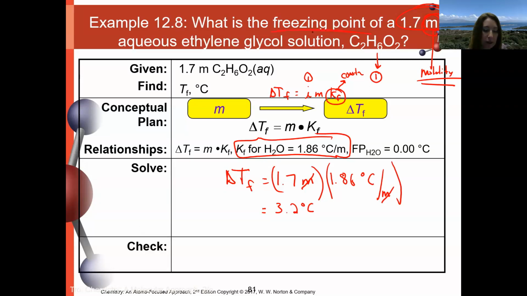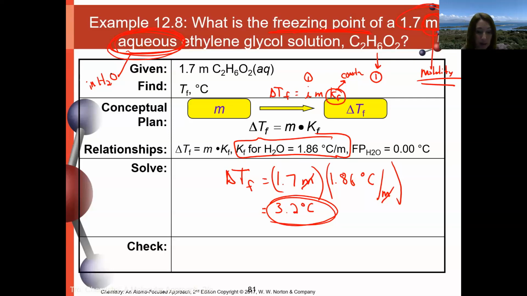Now, it wants to know what the freezing point is. This is not our freezing point because we're talking about water, an aqueous solution. Whenever you see aqueous solution, aqueous means in water. So this is ethylene glycol in water. Well, water freezes at 0, right?